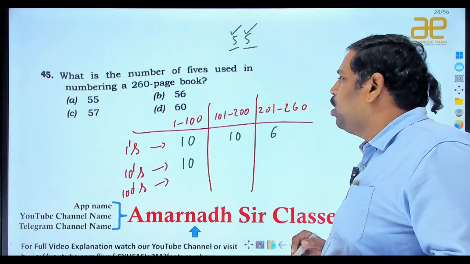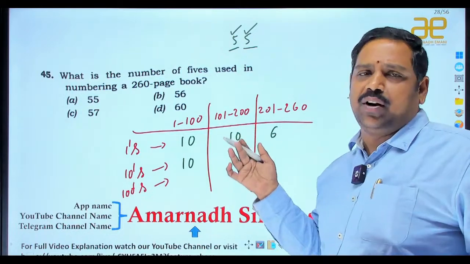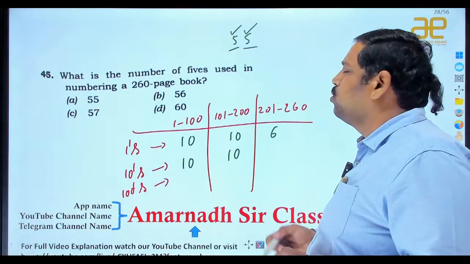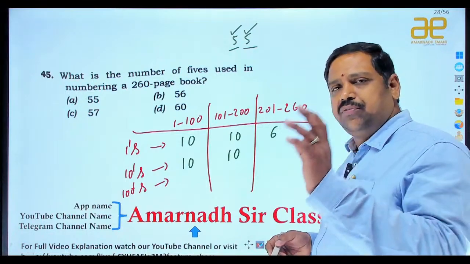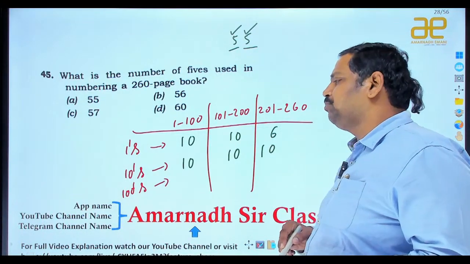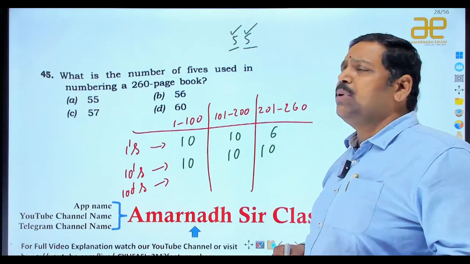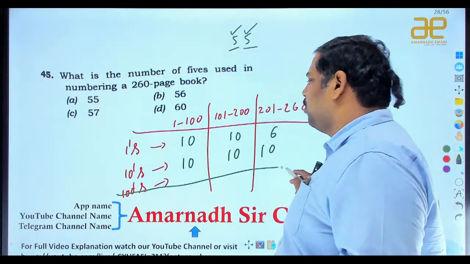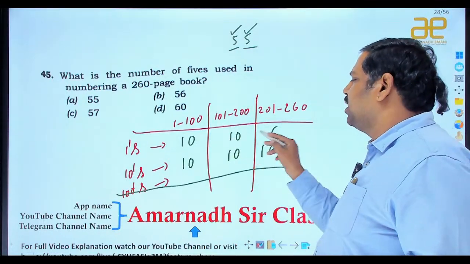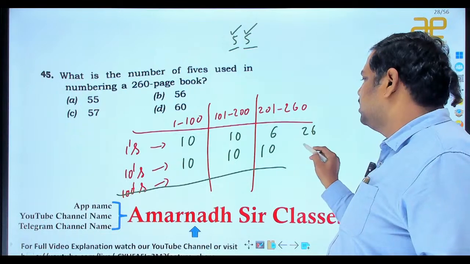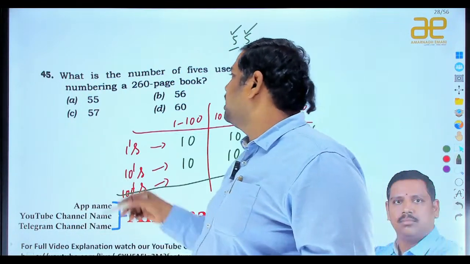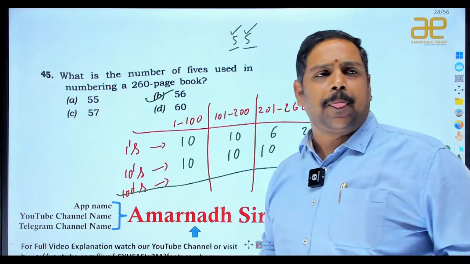Next one. 101 to 200 means 150 to 159, again 10 times. Here also, 201 to 260 means 250 to 259, 10 times. In the hundreds place, 500 to 599, sir, up to that it is not there, so no need to think of it. These two are enough. So you will get this is 26 times and this is 30 times. All together how many times? 56 times you have to use it. So B is the answer. Okay.